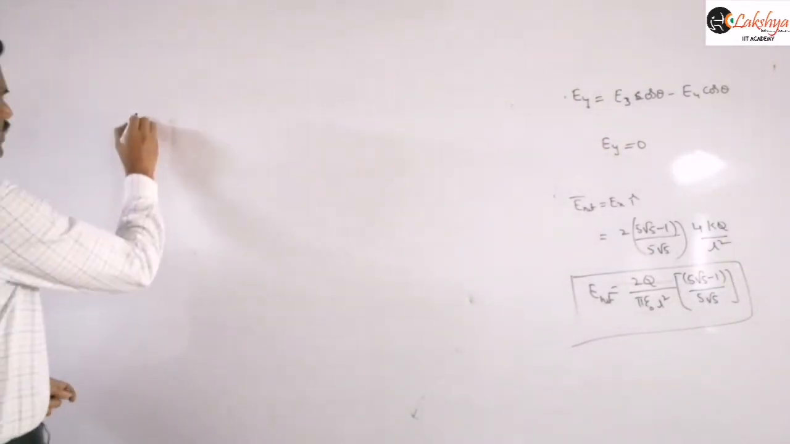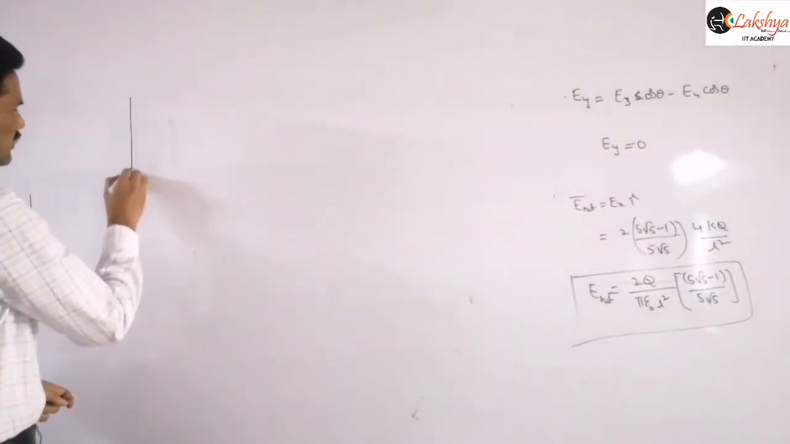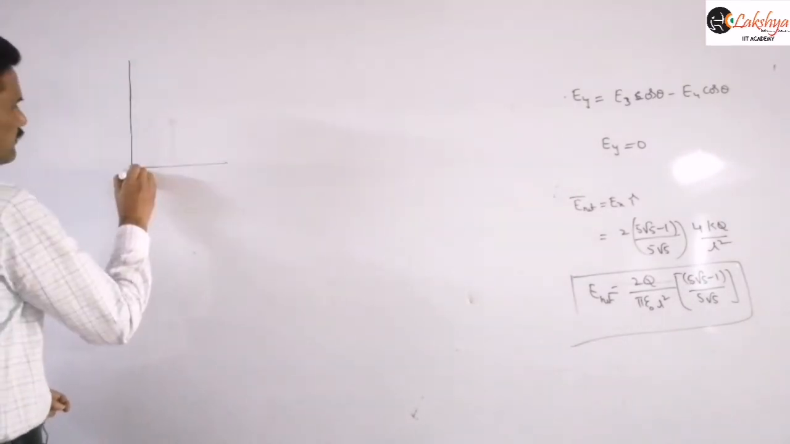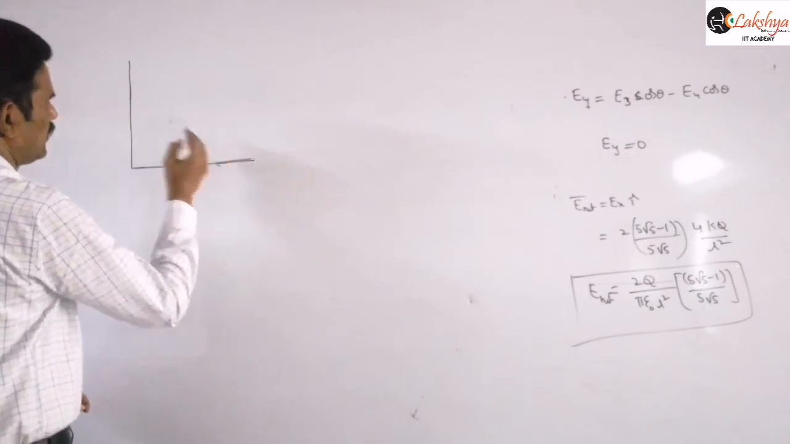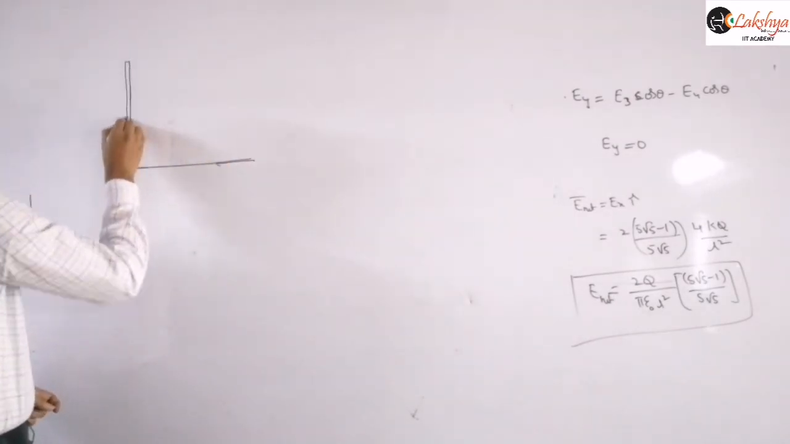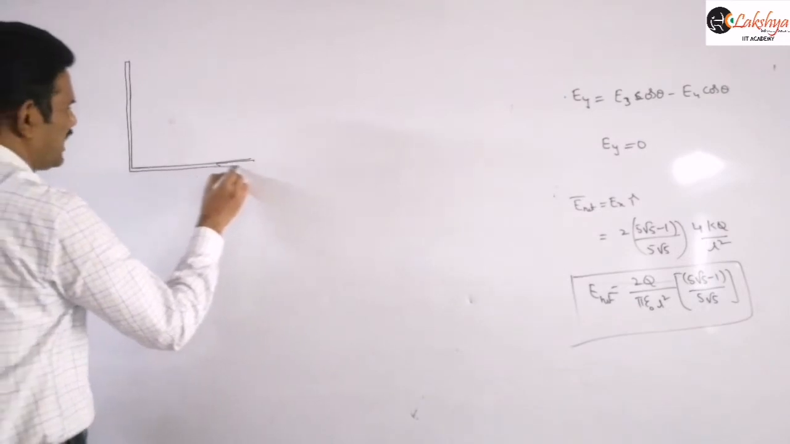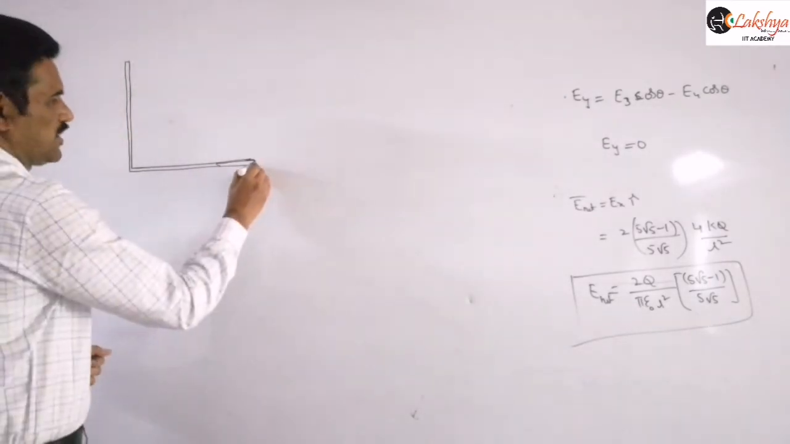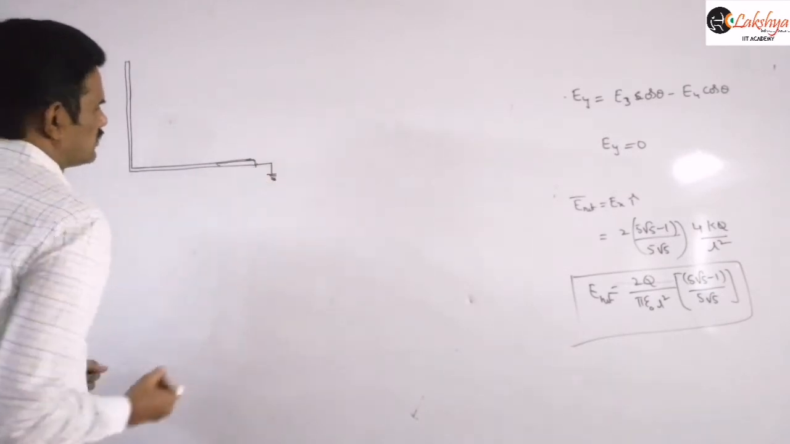Like suppose here that conducting plate is given like this. So that means they are perpendicular, like it is similar to that of two plane mirrors placed perpendicular to each other. Two plane mirrors are placed perpendicular to each other. So like this.